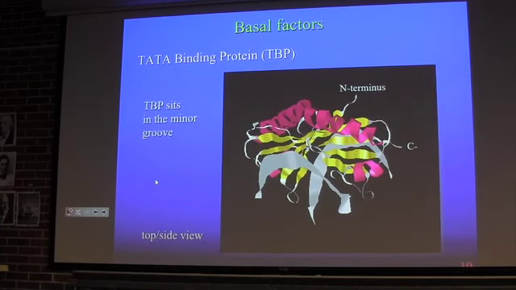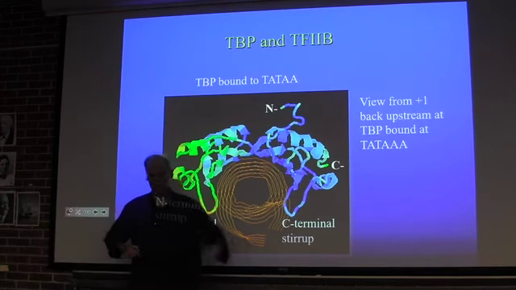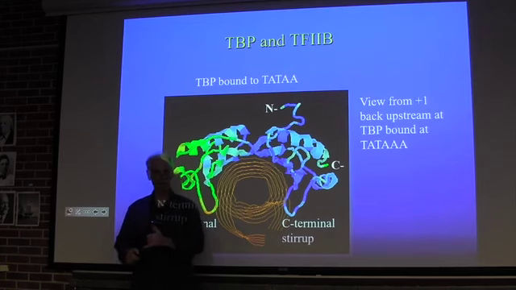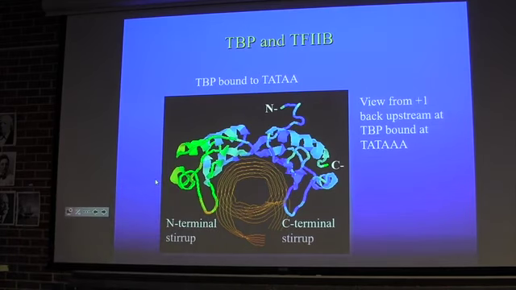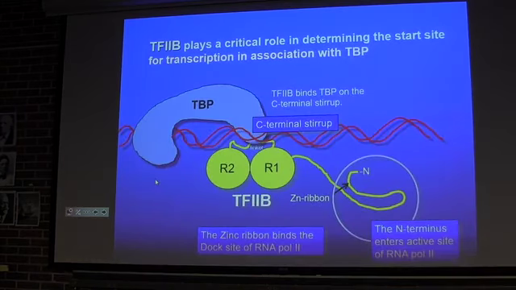Here you see it sitting in the minor groove. View from upstream looking back. You can see this is the easy one. If you sit here, your left foot's here, you're just riding like a normal day on the ranch.